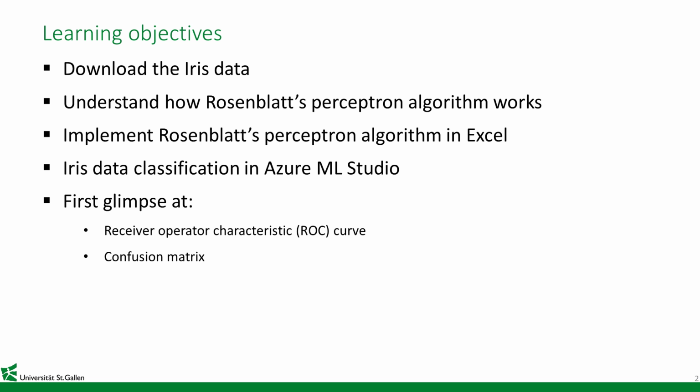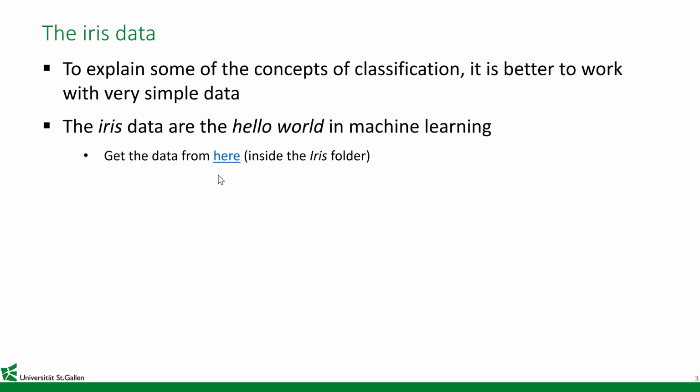We will then continue on to using Microsoft Azure ML Studio. We will then also take a first glimpse at the receiver operator heuristic curve, which is quite important when evaluating different kinds of classifiers and comparing their performance against each other. We will also take a first brief look at the confusion matrix, which can be quite confusing, like the name says, at first. Now, because this is an introduction into classification, we choose to use a very simple data set.